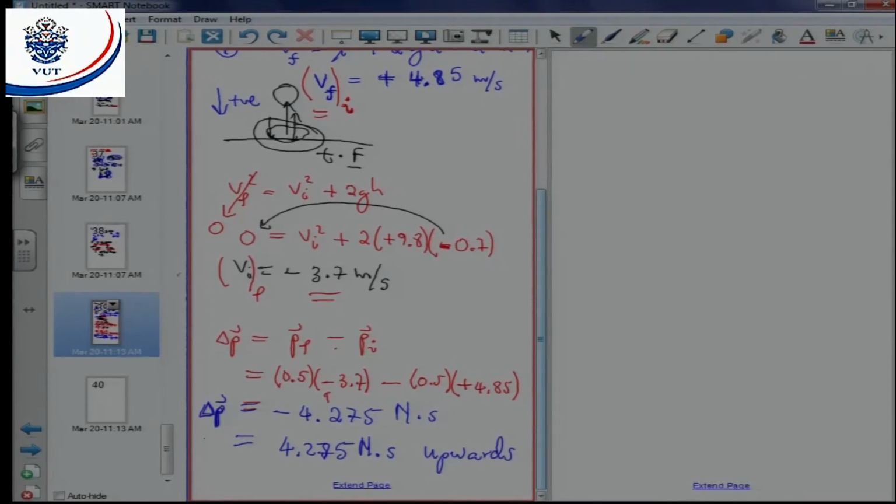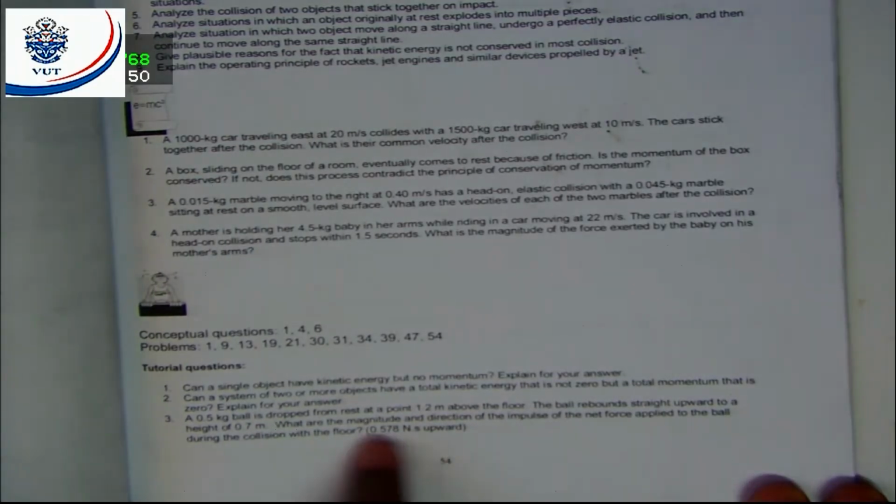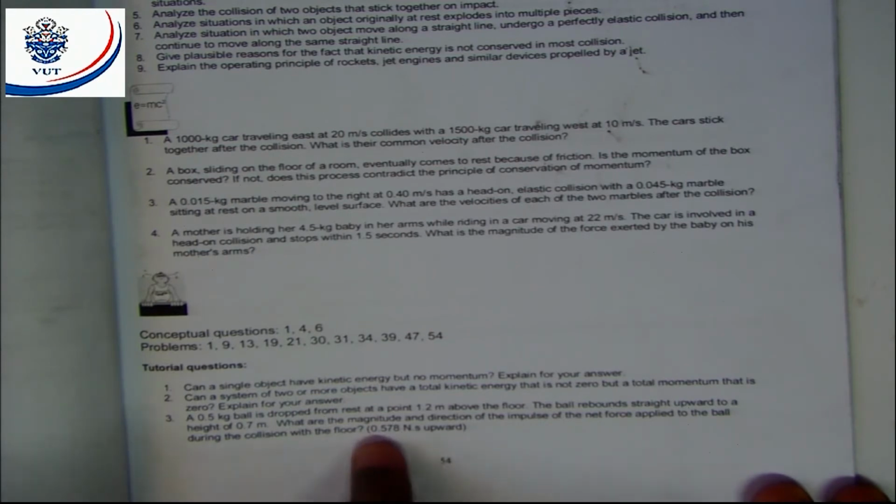Okay, so that's the change in momentum. I just want to point out that the answer in your book is incorrect. So just correct that. The correct answer is 4.275 Newton second, and it's upwards. Okay, so now let's move on.